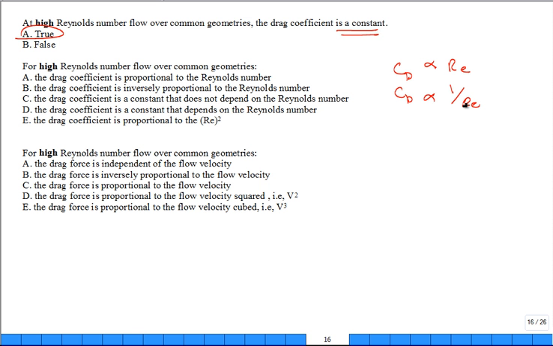Which one is it? It's what letter? C. C is a constant and does not depend on the Reynolds number. Now, if you look at answer D, it is a constant that depends on the Reynolds number.